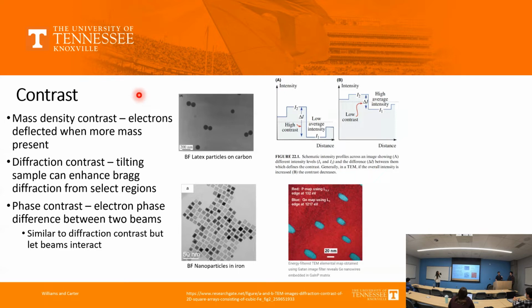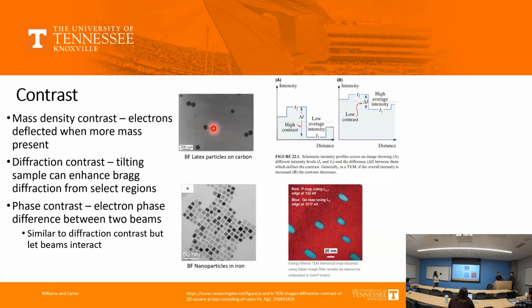So contrast itself can be broken into different types. So maybe the simplest is just mass density contrast. Electrons are deflected more when there is more mass present. So you can see in this image, these are just some latex particles on carbon. This is from Williams and Carter. Many of you probably recognize it. But these thick spheres prevent a lot. There's a lot more mass to scatter through than the thin carbon film around it. And that contrast is shown there.